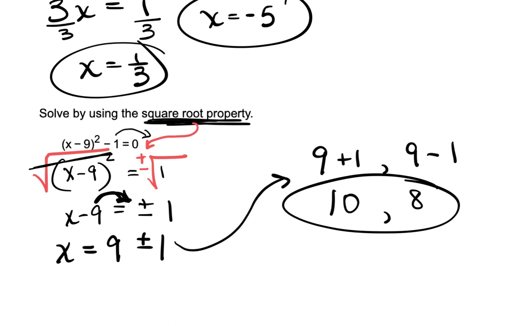So like I said, a lot of people do the square root, but they forget to put that plus and the minus. If you forget the minus, you're not going to get the number 8. You're only going to get one answer instead of 2. That's the square root property. And it's kind of important because we're going to do completing the square. And in completing the square, you have to use the square root property. Okay? Let's move on.